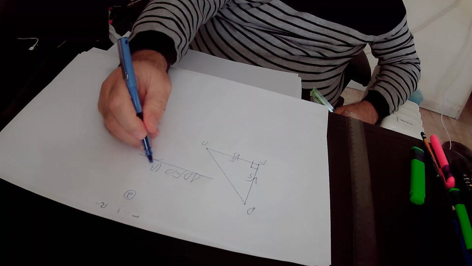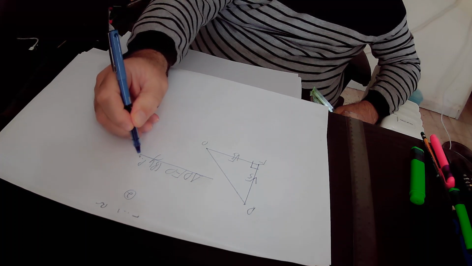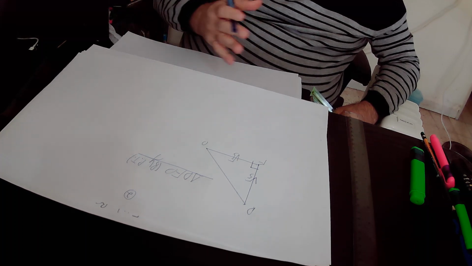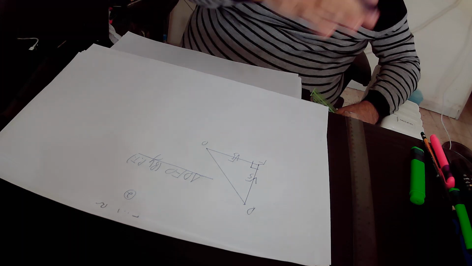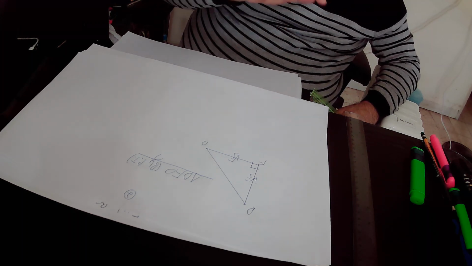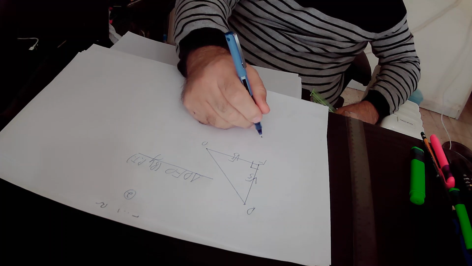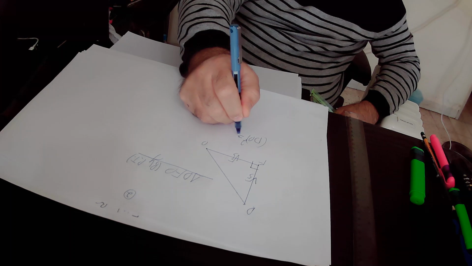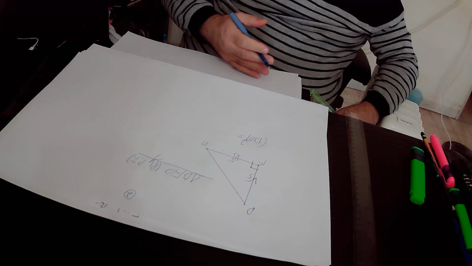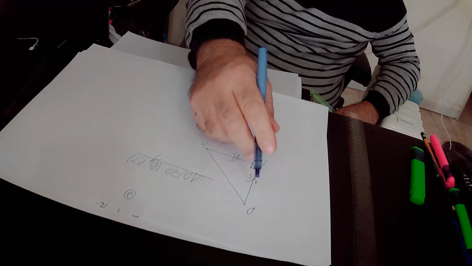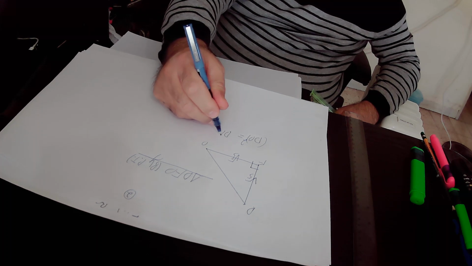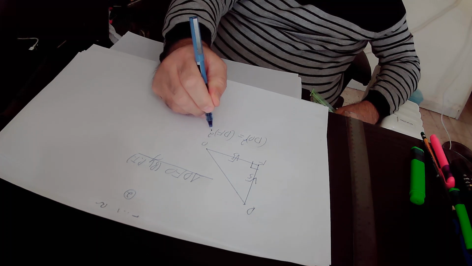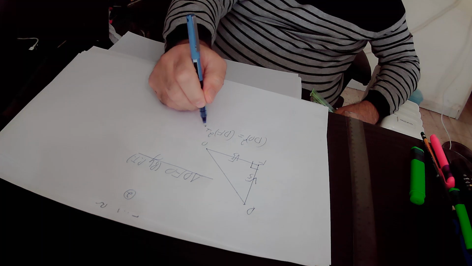Here PT is the abbreviation for Pythagoras theorem. According to the Pythagoras theorem, the square of the hypotenuse equals the sum of the squares of the perpendiculars. The hypotenuse is DO, therefore the square of the hypotenuse is DO square. And it must be equal to the sum of the squares of the perpendiculars. That is to say, it must be equal to DF square plus FO square.